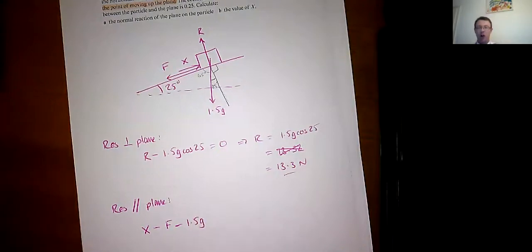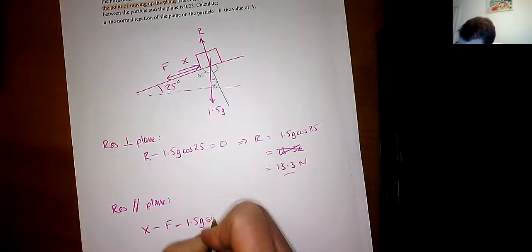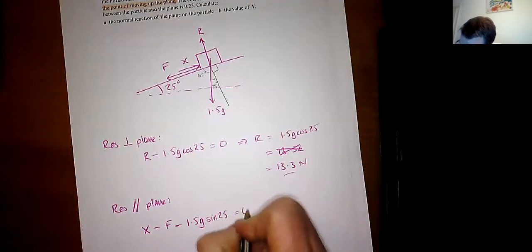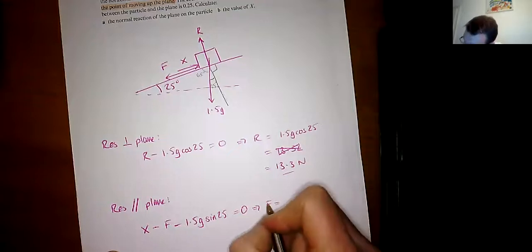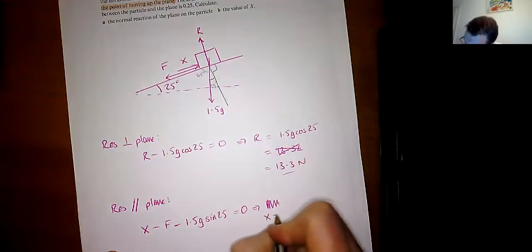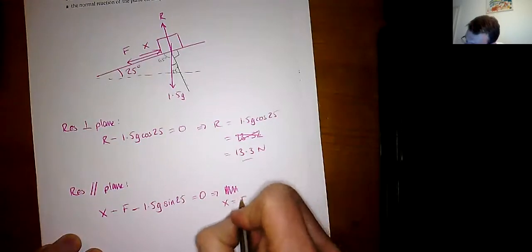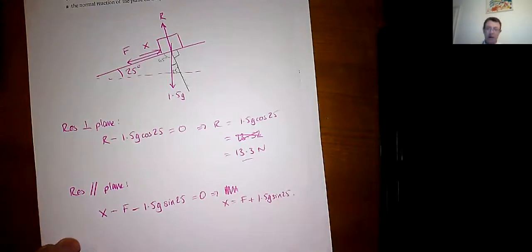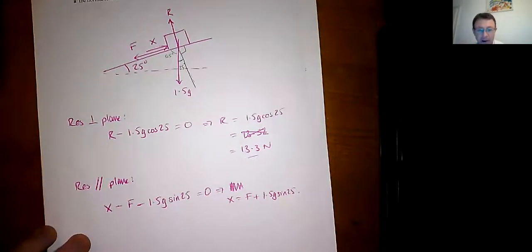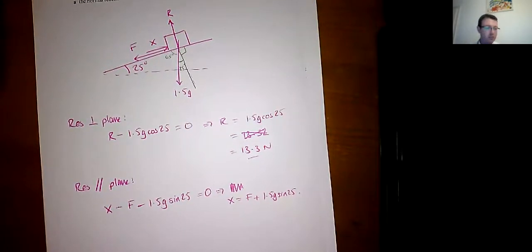Now, is it sine or cos? No thinking at all. No thinking whatsoever. I can see that the one before was cos. So therefore, this one is sine. So 1.5 g sine 25 equals 0 because it's in equilibrium. So X equals F plus 1.5 g sine 25. And at that point, I might stop and go, I'm at an impasse. I can't get any further than that. Well, yes, I can, because I know that F equals mu R.